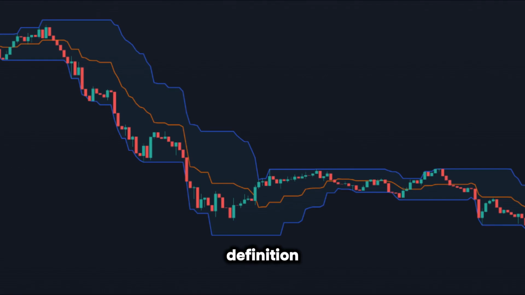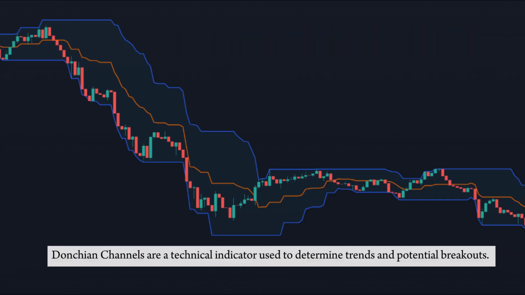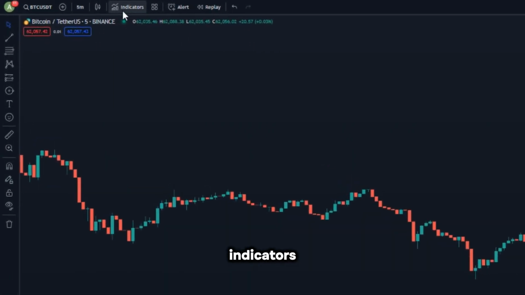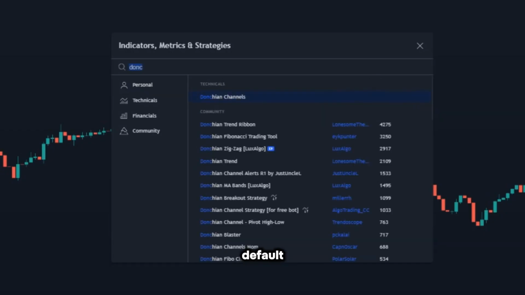Let's start with the definition of Donchian Channels. Donchian Channels are a technical indicator used to determine trends and potential breakouts. To use the Donchian Channels indicator, go to Indicators, search for Donchian Channels, and choose it. It can be used with default settings.